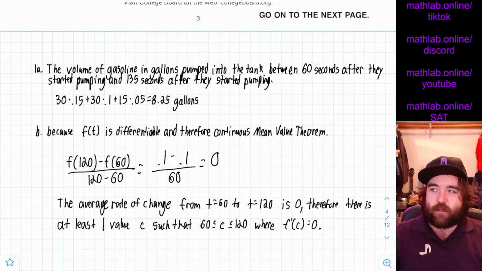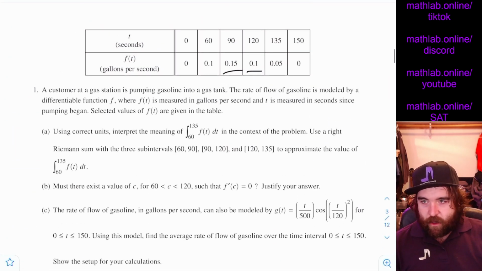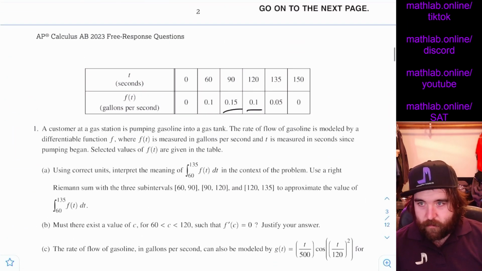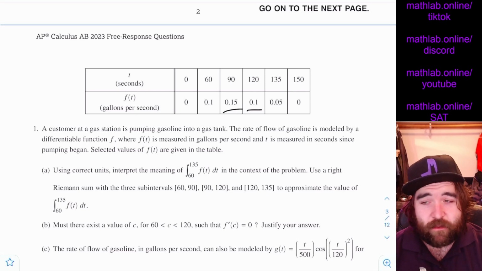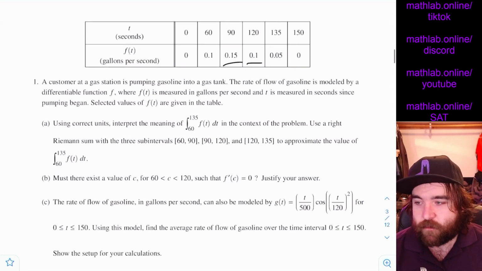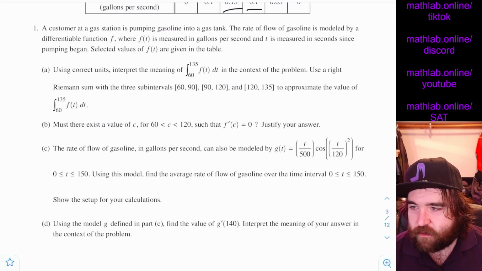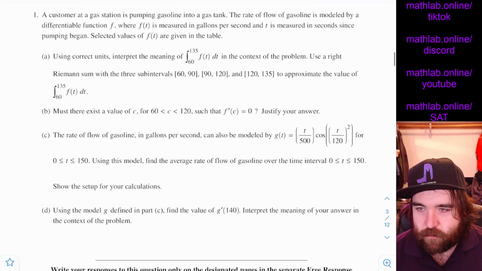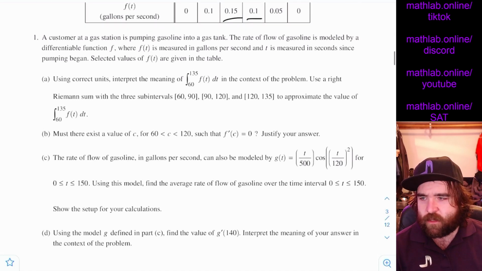I mean, that's fair. Did I make that harder than it needed to be? Very possibly. Because the reality of it is that it goes up to 0.15, goes back down to 0.1. So therefore, it would have had to turn around at some point. But that's basically what I said, just in mathematical speak. We didn't have to find that C. It just asked, does it have to exist? So we're not going to waste time finding it. Actually, we can't find it because it's just a table.